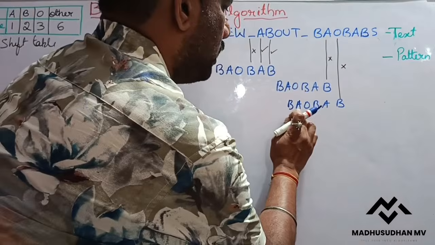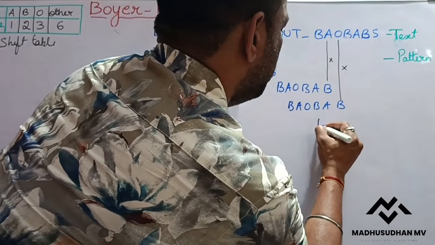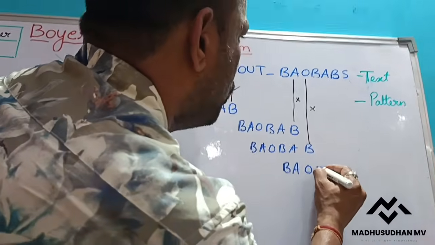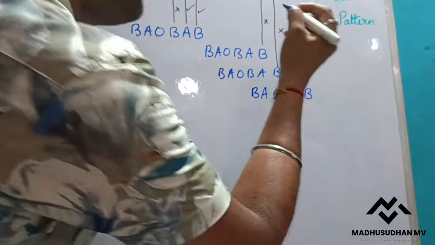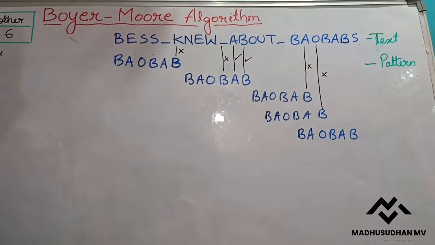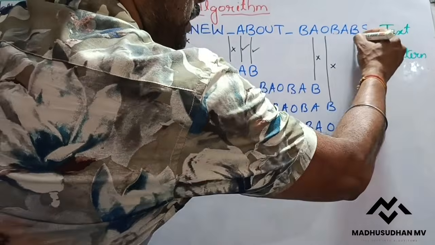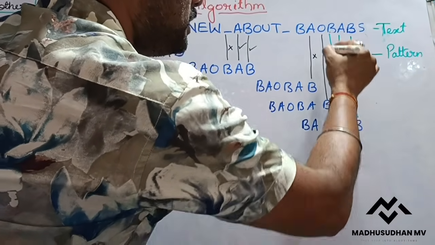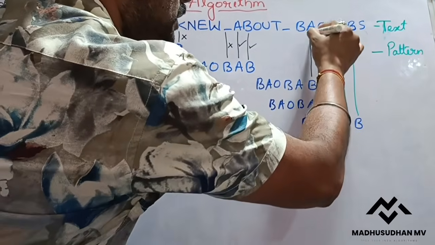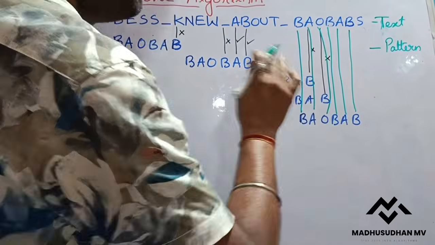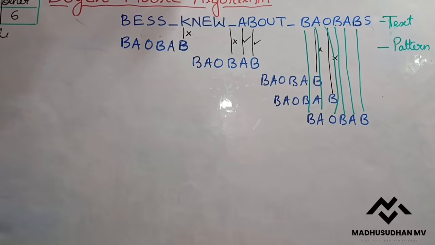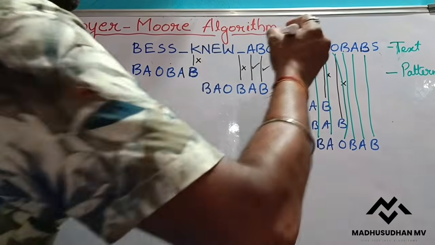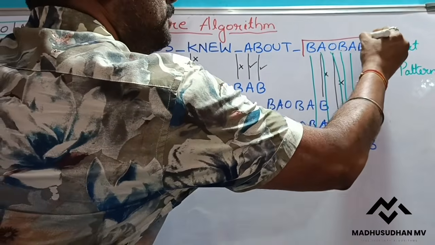So now 1, 2, 3. So B, A, O, B, A, B. I shifted. Now you start comparing these characters from the last. So okay, B matches, A matches, B matches, O matches, A matches, B matches. So all 6 characters have been matched. So that means now we found the pattern here.